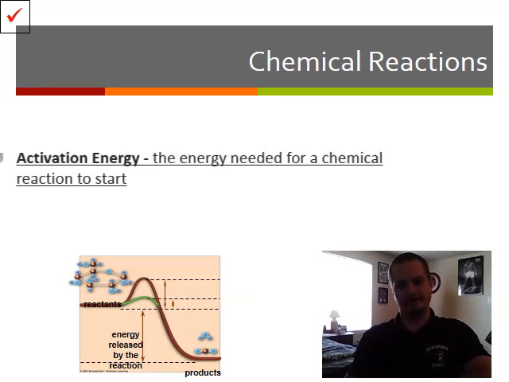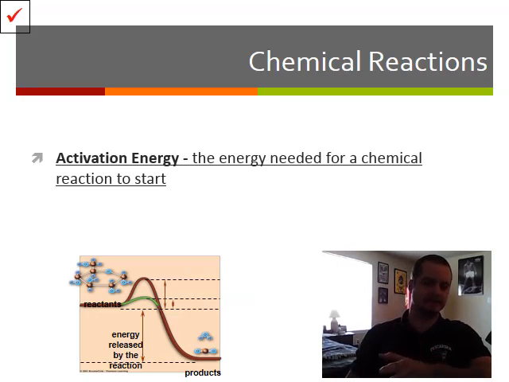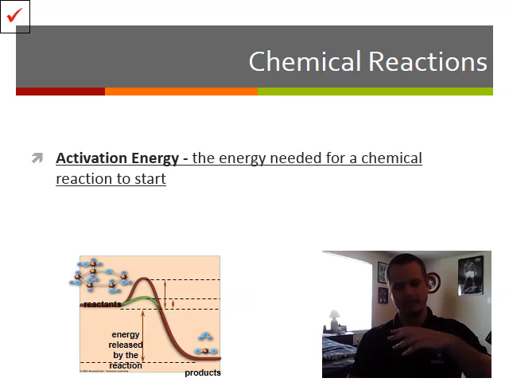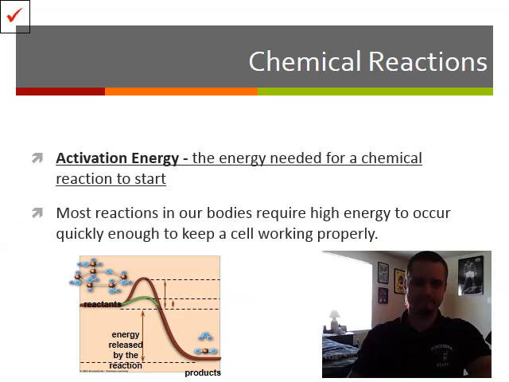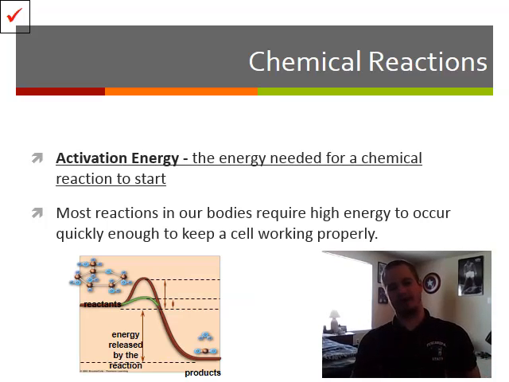So chemical reactions continued. The activation energy is the energy needed for a chemical reaction to start. So before we get any reaction to actually do anything, we have to put a little bit of energy in. We have to put some work in to get the product. Most reactions in our bodies require a high amount of energy to occur quickly enough to keep the cell working properly. So all the chemical reactions in our body need energy, and normally it's a high amount of energy.